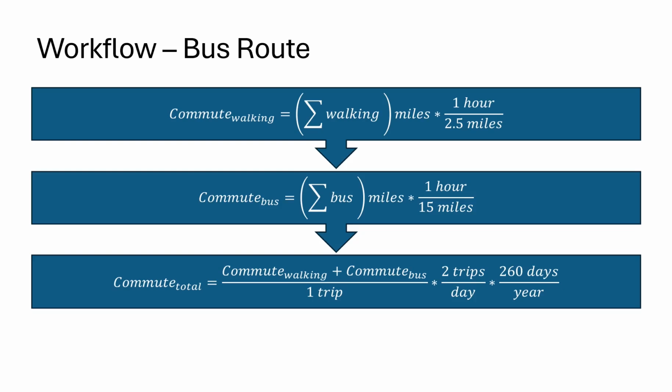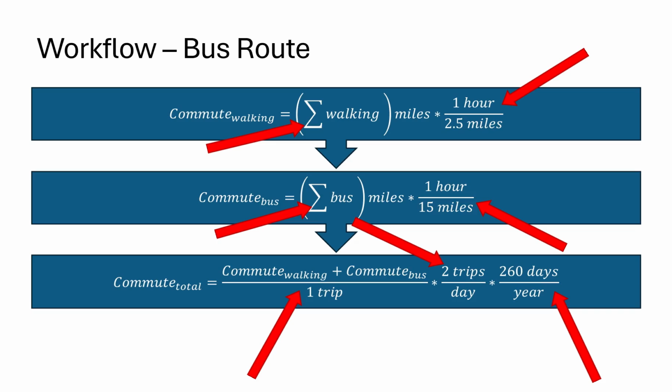Calculating the commute time for the bus route is going to be a bit more complicated, since the bus route commute is made up of 2 parts, walking and the bus ride itself. To find the total time spent walking, we take the sum of distance that each employee walks to the nearest bus stop, measured in miles, and multiply that by 1 hour per 2.5 miles. To get the commute time for the bus ride, we will follow a similar process by getting the sum of distance that each employee rides the bus for, and multiply it by 1 hour per 15 miles. Then, we add the walking and bus times to get the hours spent commuting per trip. Multiply that by 2 trips per day and 260 days per year.